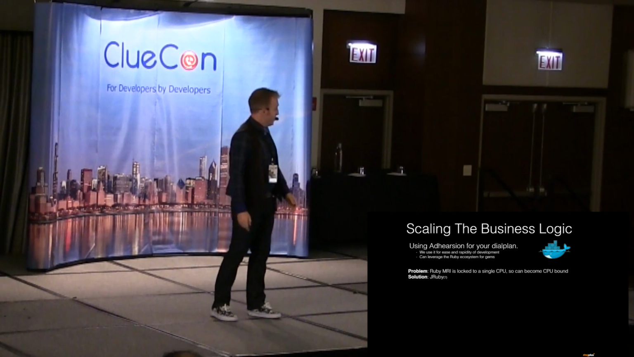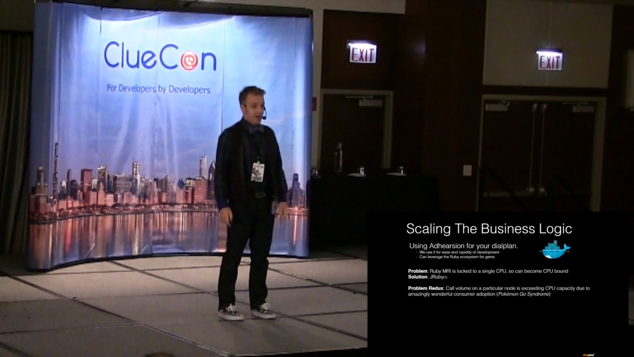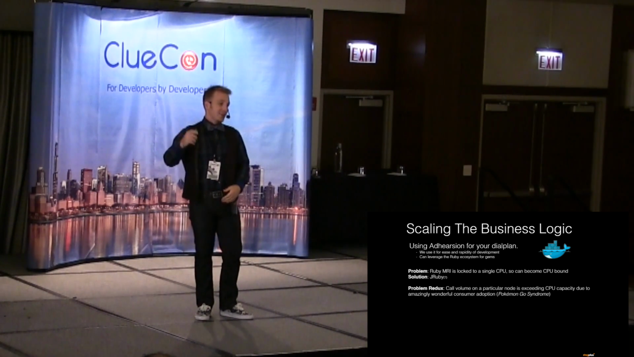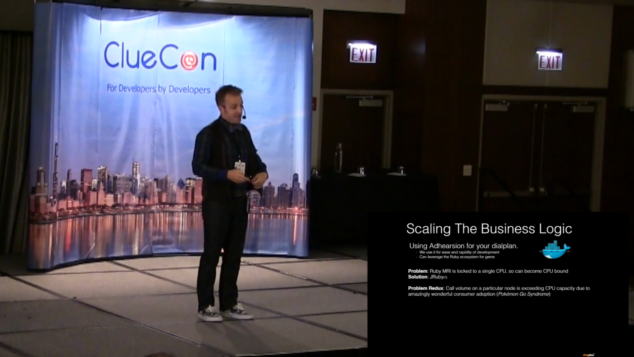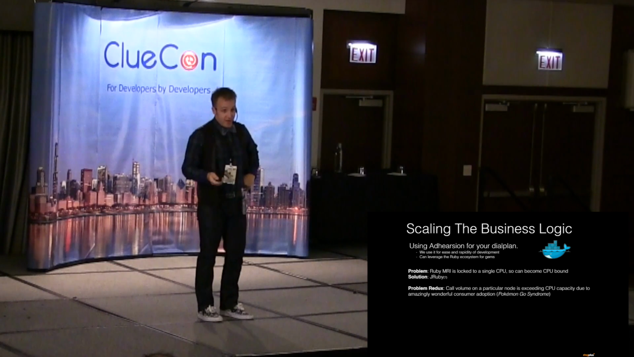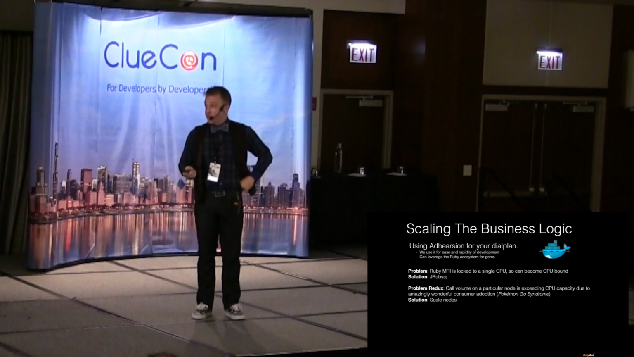So then we come to the problem of what if the call volume on a particular node is exceeding that CPU capacity, right? You have some sort of wonderful adoption of a new feature. I call it the Pokemon Go syndrome, right? Where it's just like everything's falling apart. And if anyone played that game, it was just the worst for the first week. Well, just scale the nodes, right? And you say that. You talk to somebody, the CEO says, scale the nodes. And you're like, well, okay. And so everyone just stares at each other for a while and then has some coffee and leaves.